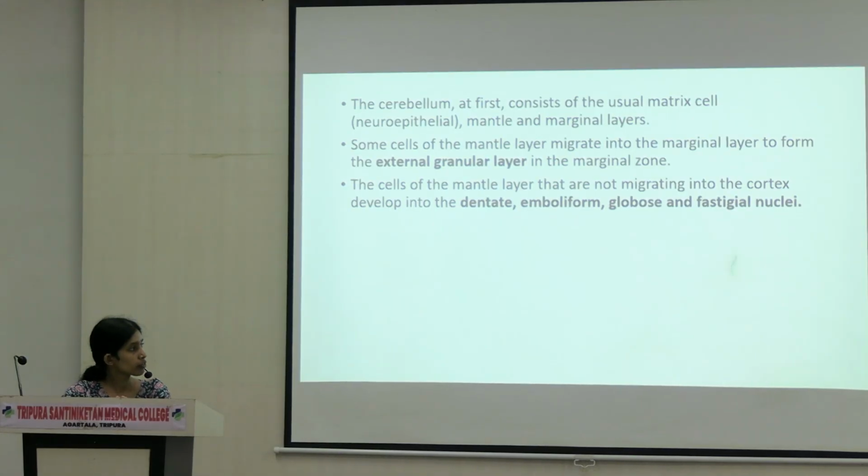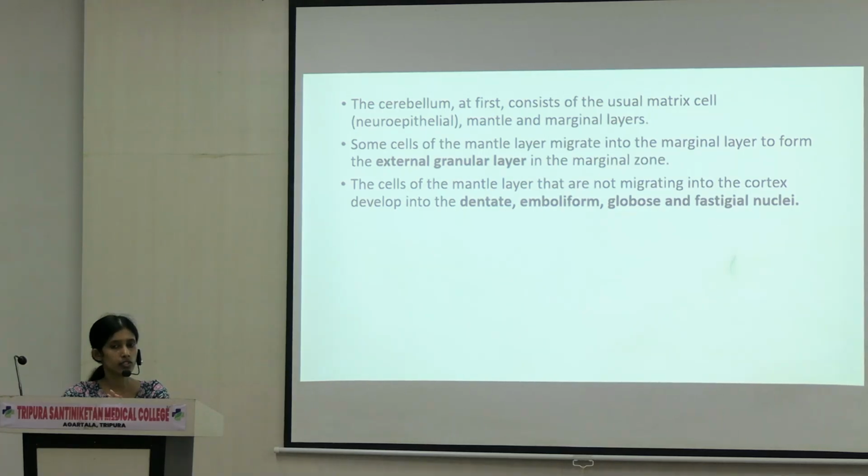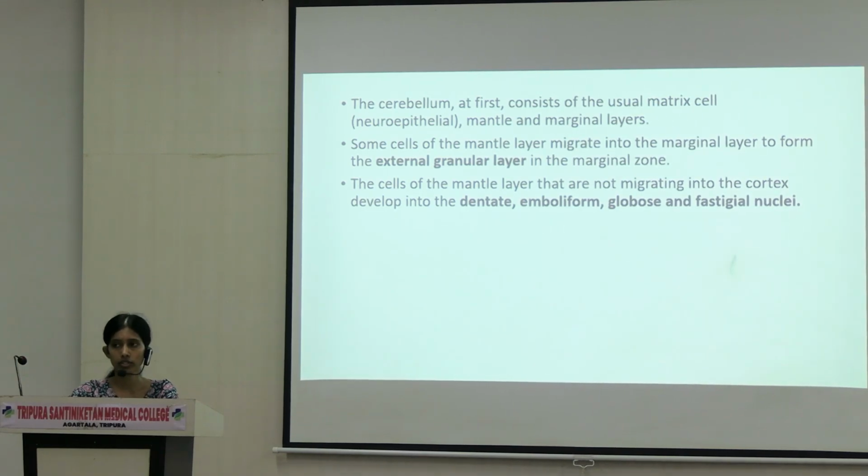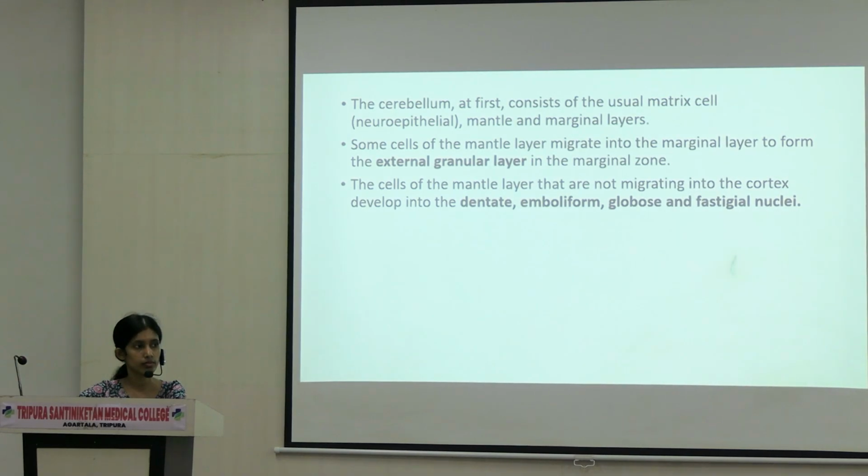Okay. Apart from that, the cells that remain in your mantle cell layer will lead to the formation of intracerebellar nuclei. We have 4 intracerebellar nuclei, that is dentate, emboliform, fastigial and also globose. These are the 4 important nuclei we see in the cerebellar hemisphere. Any doubts in this? No doubts?